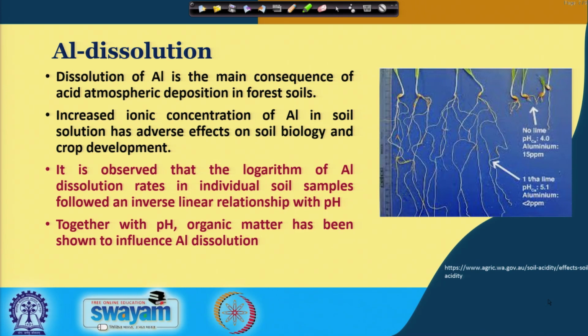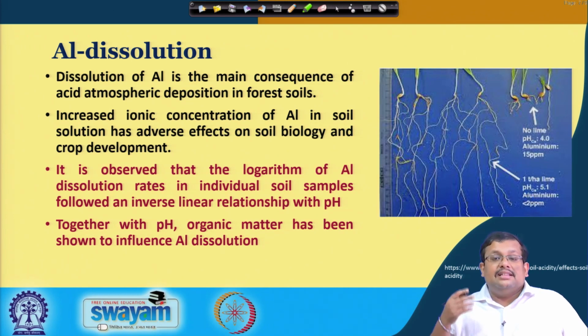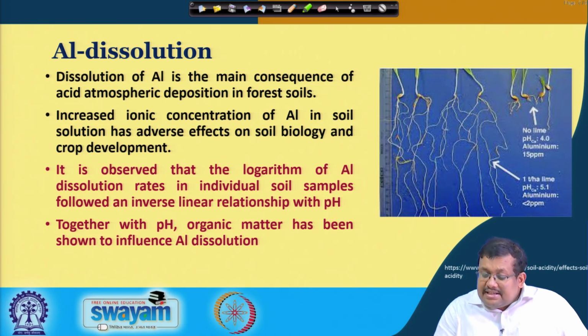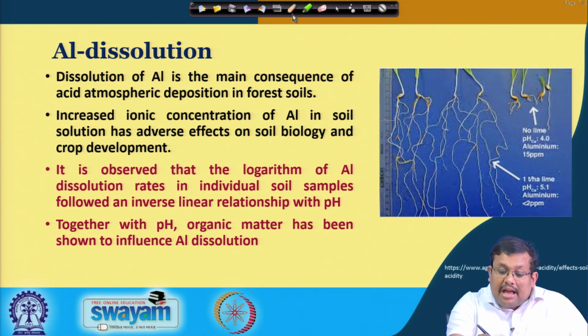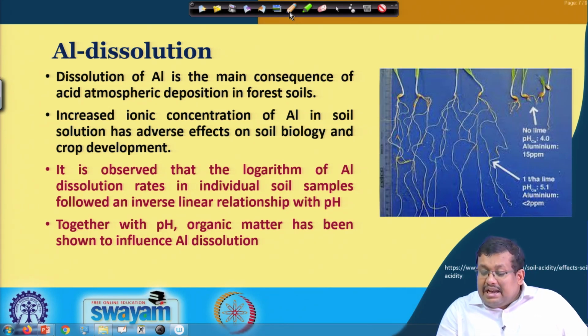soils. So, an increase in ionic concentration of aluminum in soil solution has adverse effects on soil biology and crop development. Again, the dissolution of aluminum is the main consequence of acid atmospheric deposition in forest soil. As a result of acid deposition or acid rain, the aluminum activity in the soil solution increases quite a lot, and this increased ionic activity of aluminum has an adverse effect on soil biology and crop development. This picture can give you a better idea about the ill effects of aluminum concentration in the soil solution.